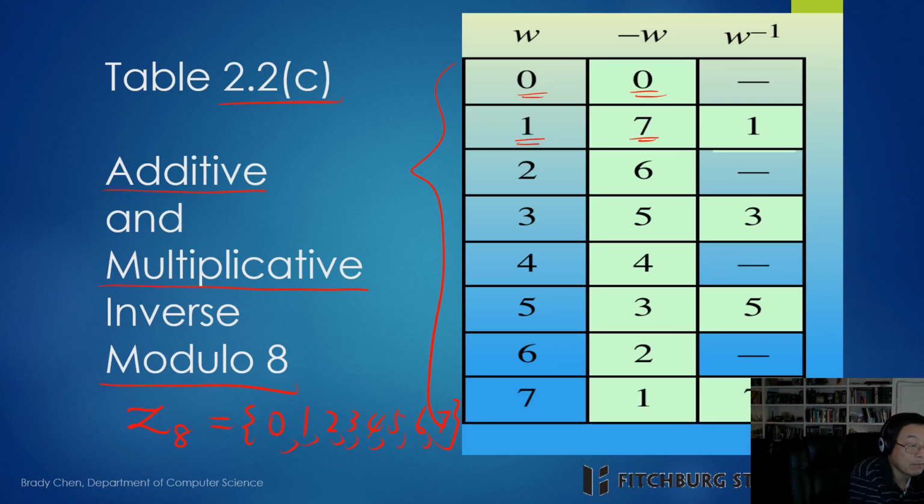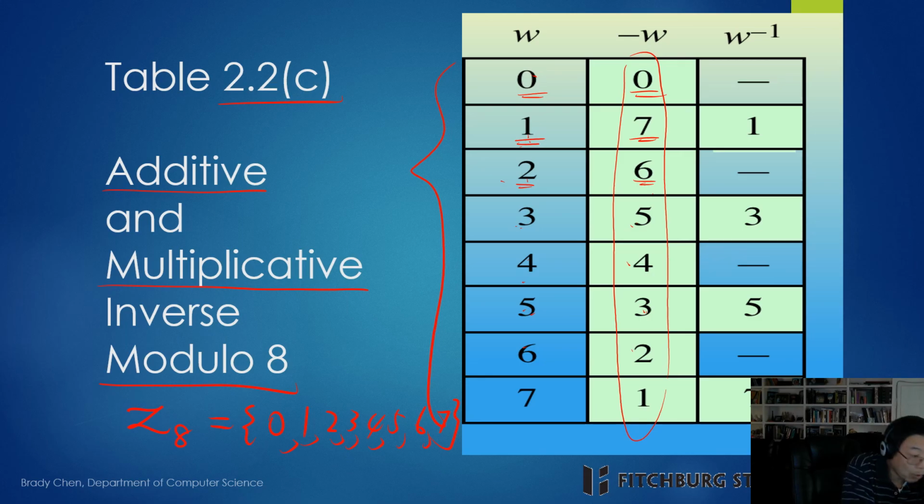7 is the additive inverse of 1 modulo 8, because 1 plus 7 modulo 8 is 0, right? And 6 is the additive inverse of 2 modulo 8, because 2 plus 6 modulo 8 is 0. So as far as two numbers add together to give 8, they are inverses of each other. Okay, so these are the additive inverses for each of the elements on the left.